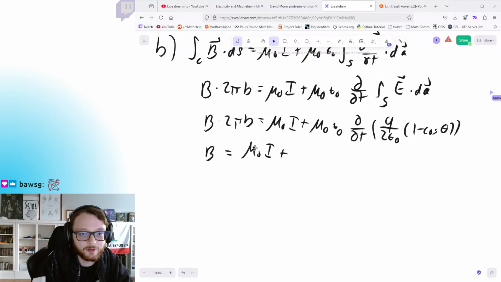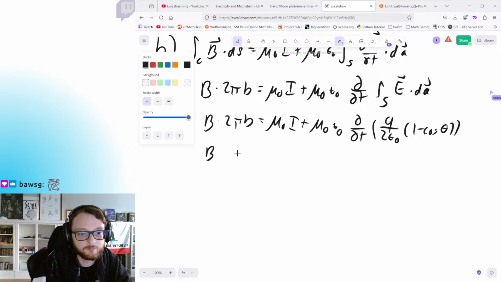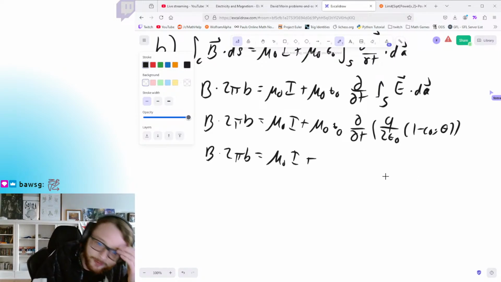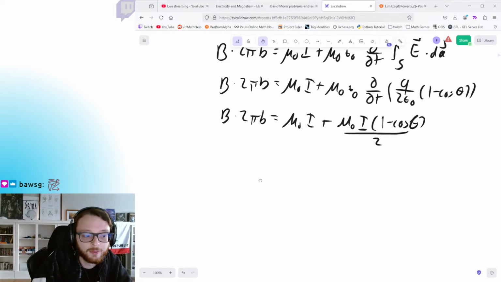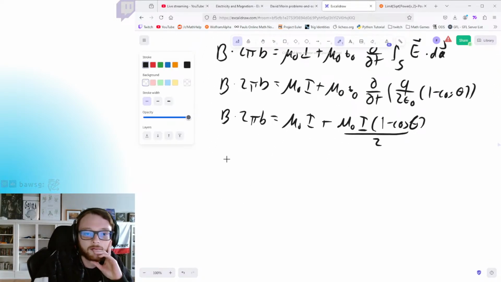Maybe I shouldn't divide that over yet. I think it's too early. Oh, I like this. I think you're onto something here. Hopefully, the epsilon knots are going away. That's good. We get mu naught I. Theta does not depend on t, so that's okay. Right. 1 minus cosine theta over 2. And now I guess I get a common denominator and then we can divide over.